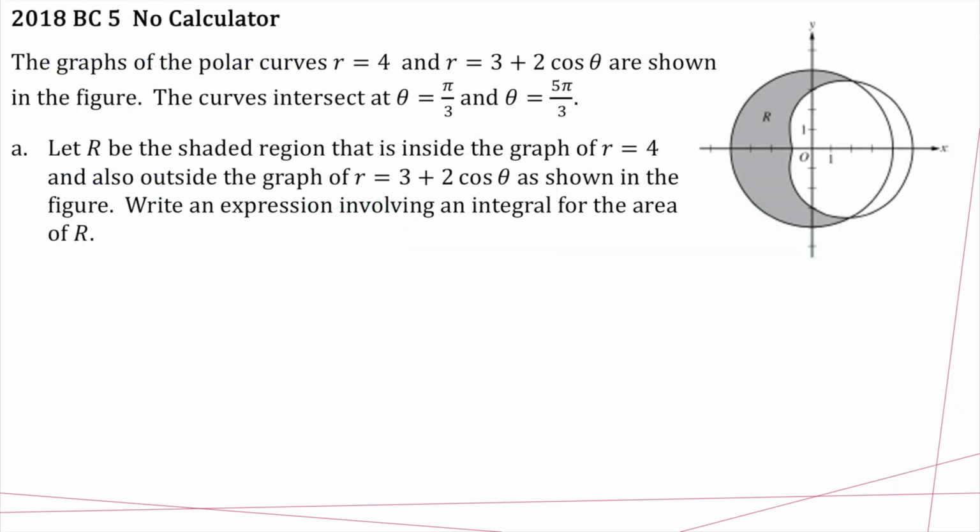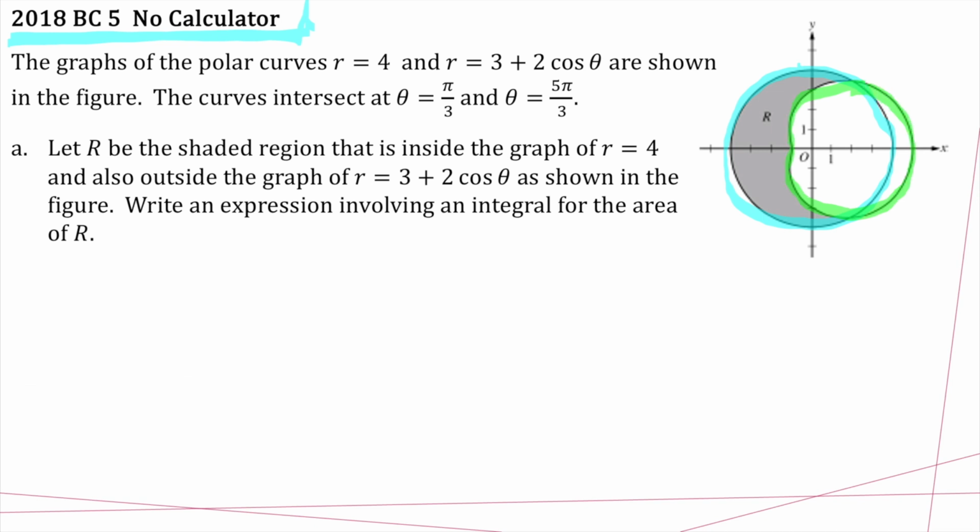Now this last one was one of the AP questions in 2018. The graph of the polar curves r equals 4 and r equals 3 plus 2 cosine theta, it's right here, are shown in the figure. See, I always like to stop and just figure out what I'm looking at.